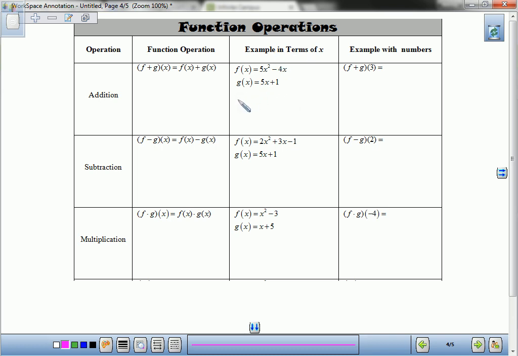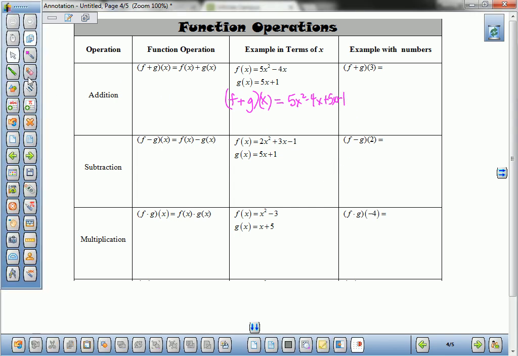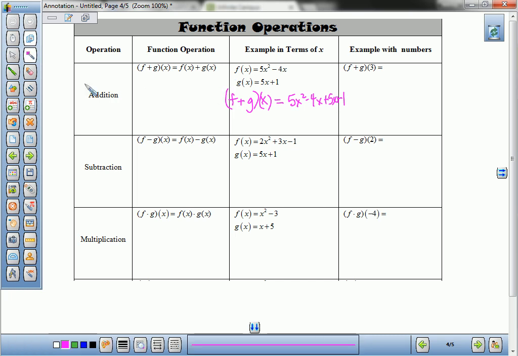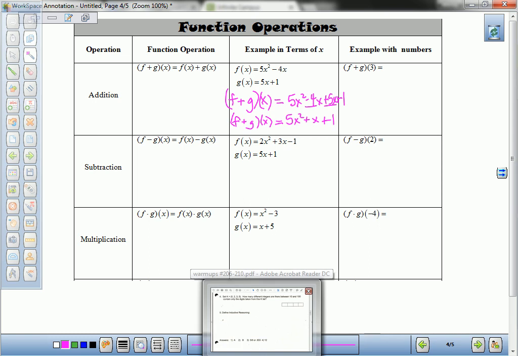So in terms of x, what would this look like? Well, f plus g of x would just be, add them up. 5x squared minus 4x plus 5x plus 1. I didn't make the box really well. Hopefully you'll do a better job. It's not going to be big either. Okay, so when I add f plus g, I'm just adding like terms. There's only one squared term. All right, we have a negative 4x and a positive 5x, which makes a positive 1x plus 1. So f plus g is just add them up, add like terms.